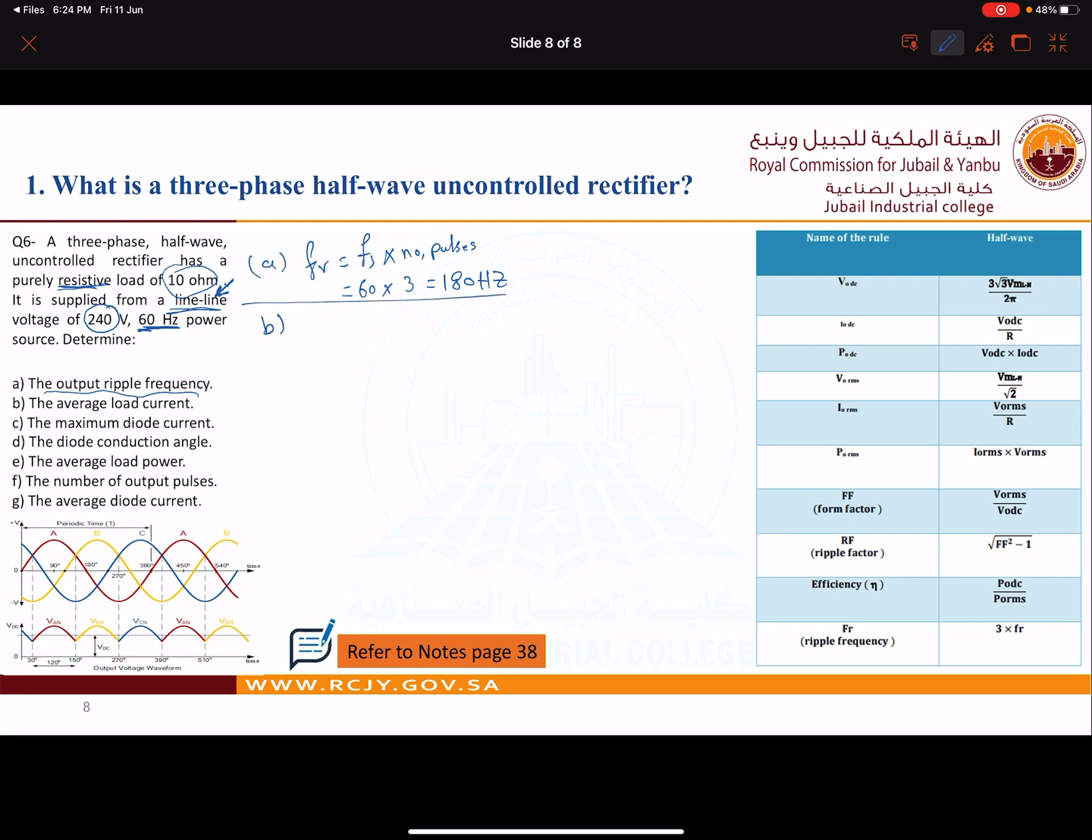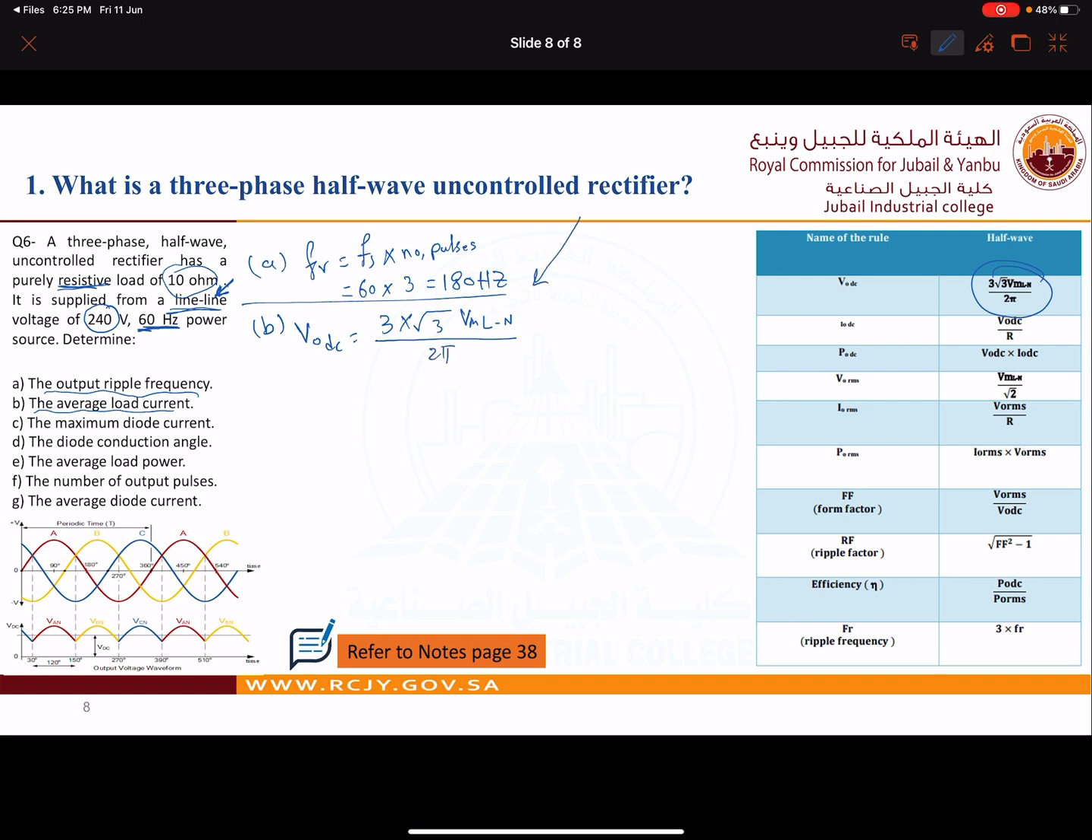For B, he said that find the average load current. When I say average load current, I mean V output DC. So V output DC, as we said here, it should be 3 multiply root 3 V maximum line to neutral divided by 2 pi.